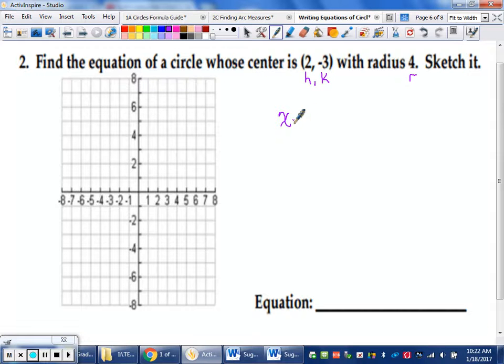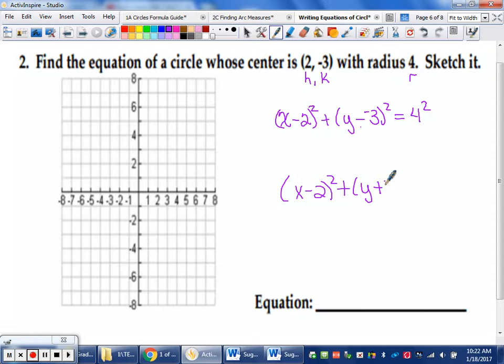So again, x minus the h squared plus y minus the k, which is negative 3, squared equals my radius, which is 4 squared. So it would stay x minus 2 squared, but over here minus a negative 3 becomes a positive, so y plus 3 squared equals 4 squared is 16, and there's the equation.